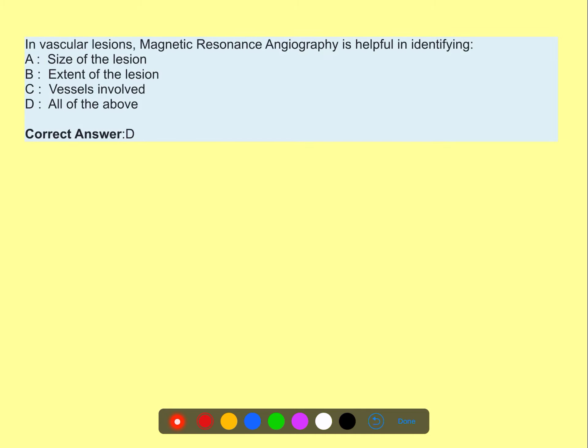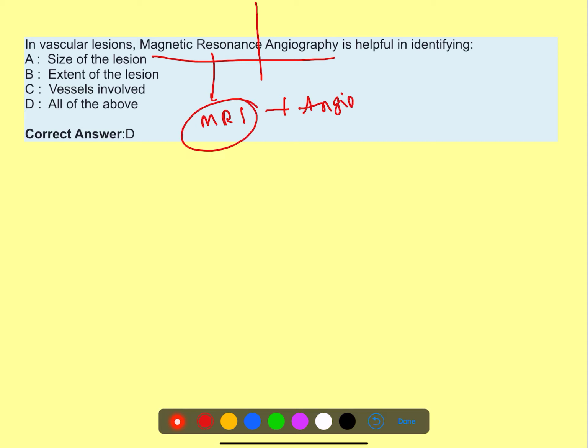In vascular lesions, magnetic resonance angiography is helpful in identifying. You can see it is a fusion imaging where MRI plus angiography is taken. So with the help of MRI, you can see the size of the lesion and extension of the lesion, whereas the vessels involved can be seen with the help of angiography. Hence, with MR angiography, you can see the size of the lesion, extent of the lesion and vessels involved.